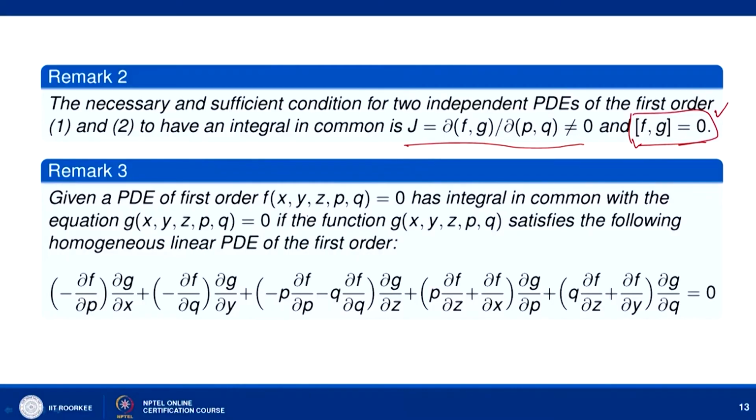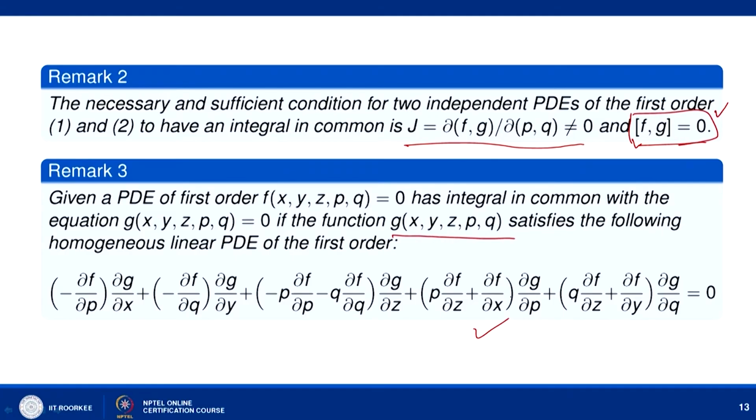The next remark is that a given PDE of first order f(x, y, z, p, q) = 0 has an integral in common with the equation g(x, y, z, p, q) = 0 if the function g satisfies the following homogeneous linear PDE of the first order: -f_p g_x + (-f_q) g_y + (-p f_p - q f_q) g_z + (p f_z + f_x) g_p + (q f_z + f_y) g_q = 0.